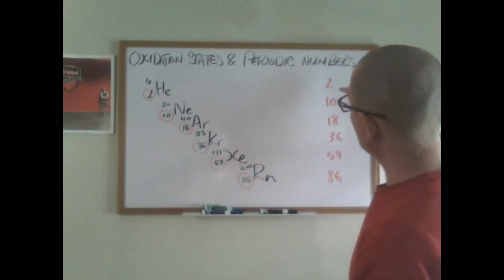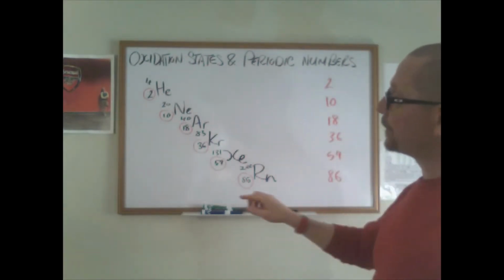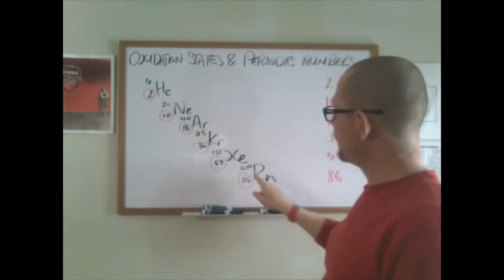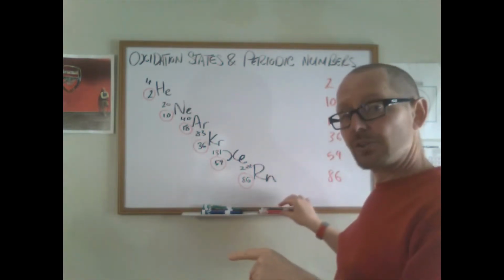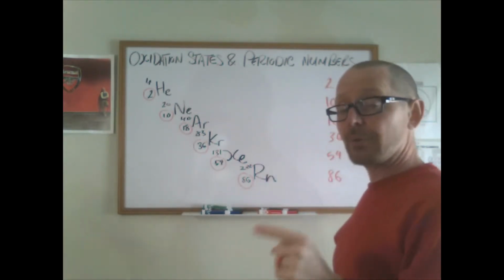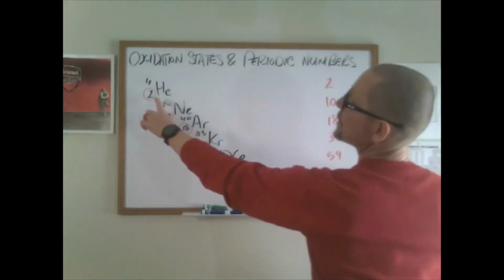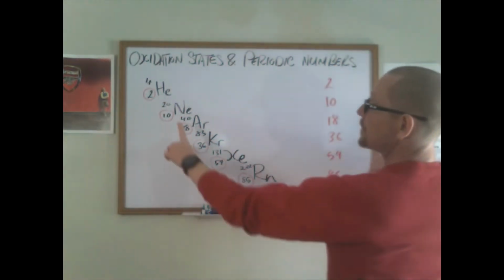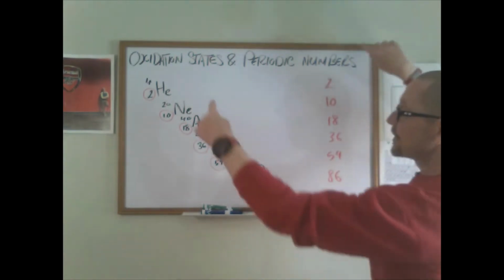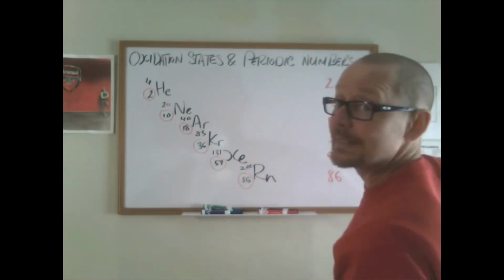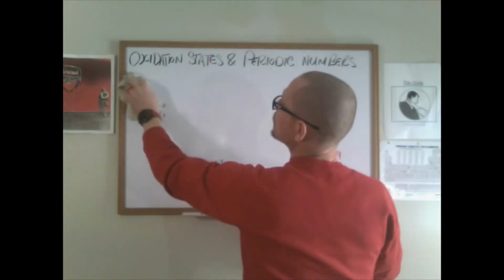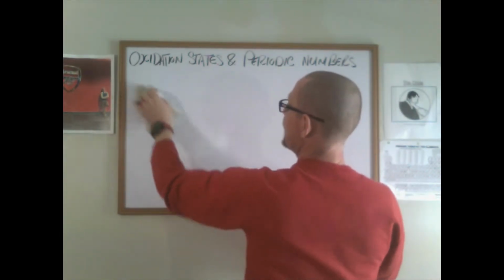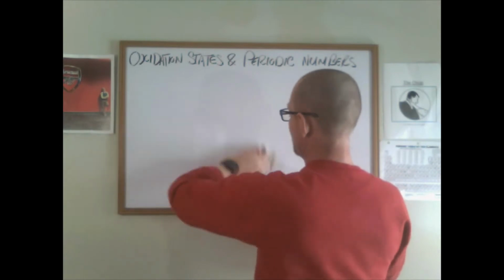Now, again, you understand where these numbers come from. These are the numbers of protons in each one of these nuclei, which means that they're the number of electrons that I need to have in order to balance out those positive charges. So this is 2 positives, so I need 2 negatives, 10 positives, so I need 10 negatives, etc., all the way down the line.